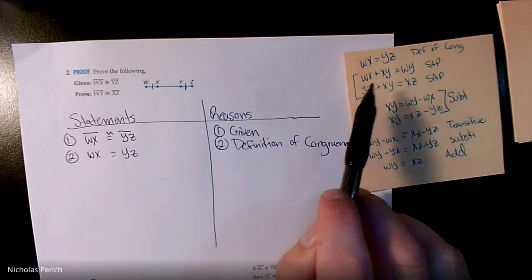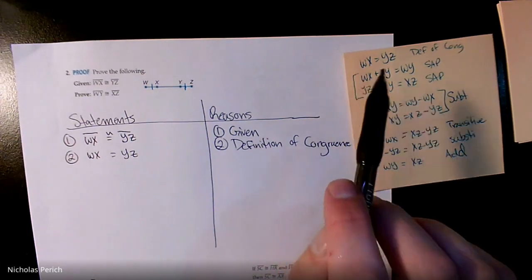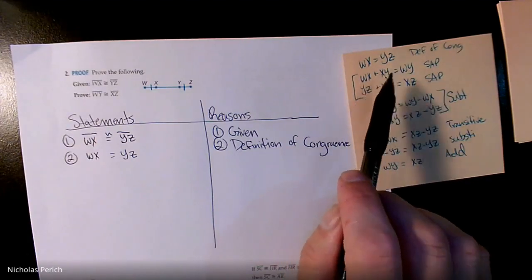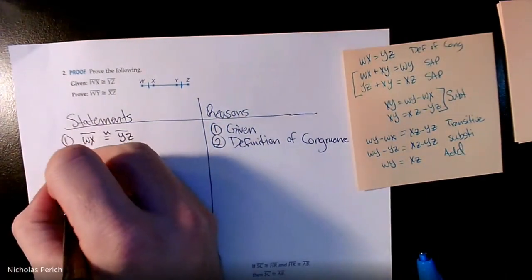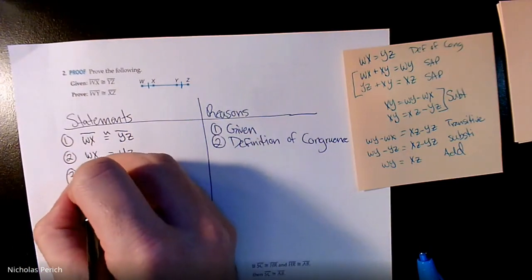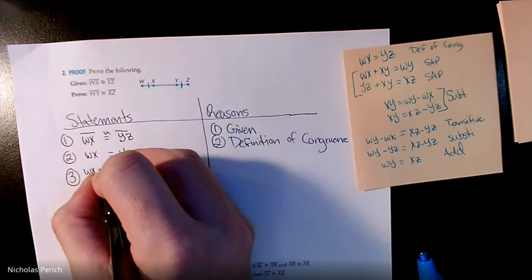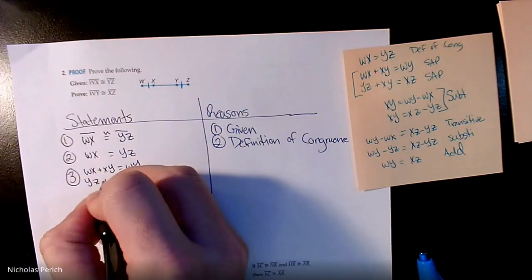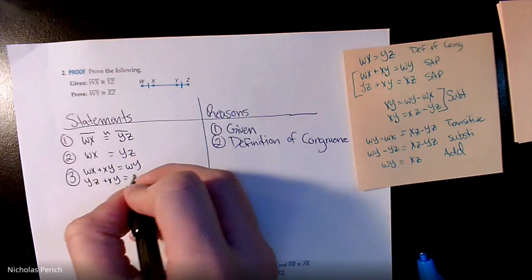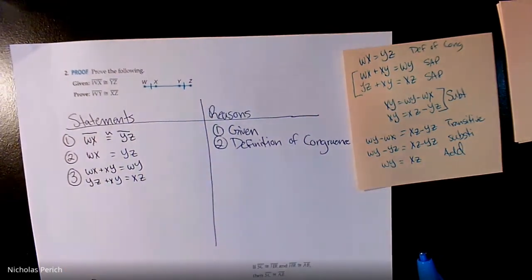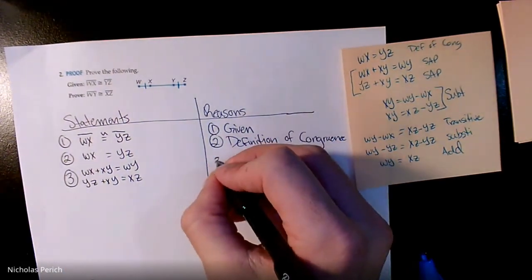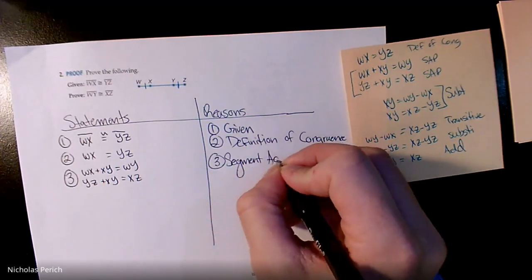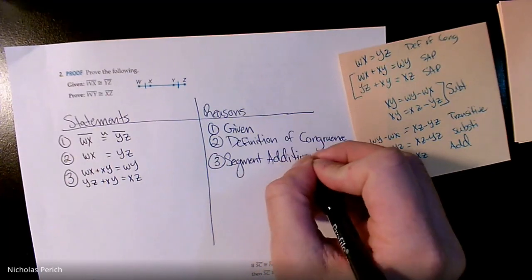Then what I did is I used the segment addition postulate, and I said that WX plus XY equals WY. I also said that YZ plus XY is XZ. And again, that was the segment addition postulate.